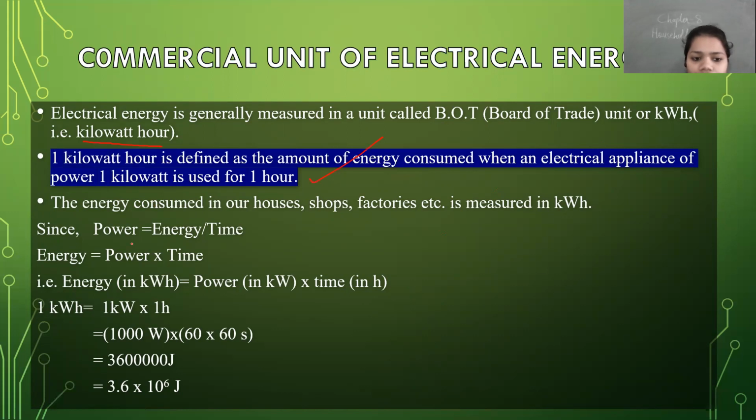Now, we know that power is equal to energy divided by time. So, energy is power into time. If we want to calculate 1 kilowatt hour, it is 1 kilowatt into 1 hour. And 1 kilowatt means 1000 watt, and 1 hour means 60 into 60, that is 3600 seconds. So when you calculate, we can say that 1 kilowatt hour is equal to 3.6 into 10 to the power 6 joule. That is, we are calculating energy.